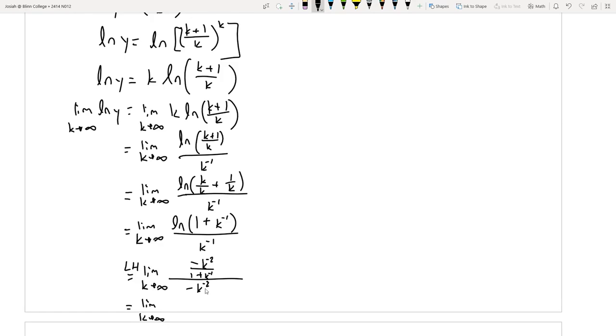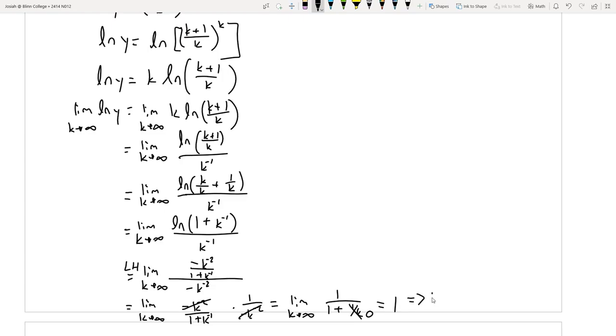I can go ahead and, since I'm dividing by negative k to the negative second, that's the same as multiplying by 1 over negative k to the negative second. And so I got some nice cancellation that happens here. The negative k to the negative seconds cancel. I end up with a limit as k tends to infinity of 1 over 1 plus k to the negative first, which is 1 over k. That guy goes to 0. I'm left with just 1. All right, so the limit of the natural log of y as k tends to infinity is 1.